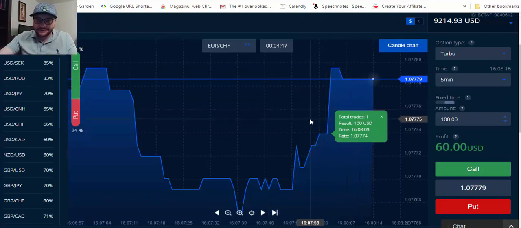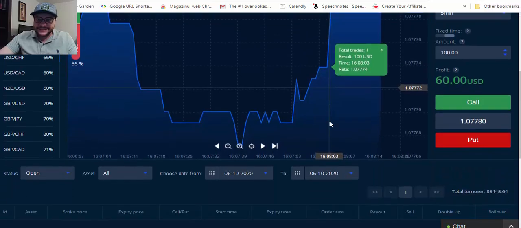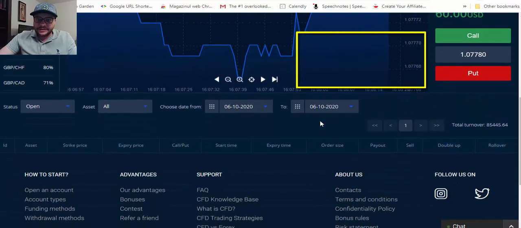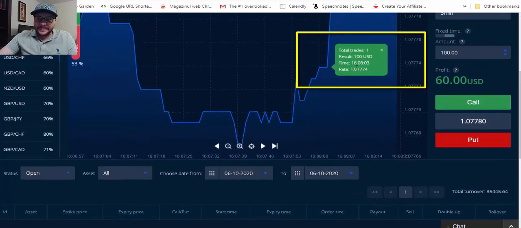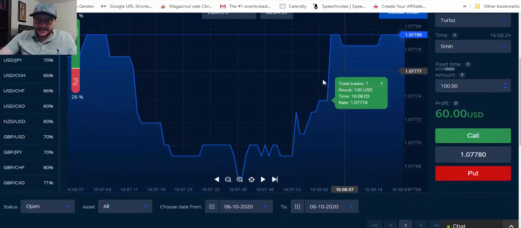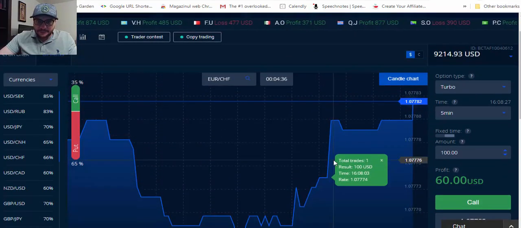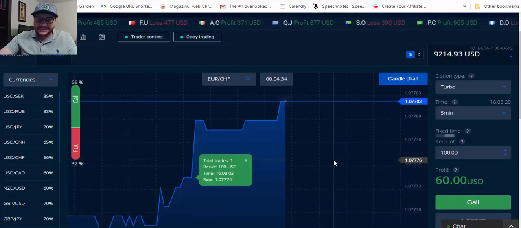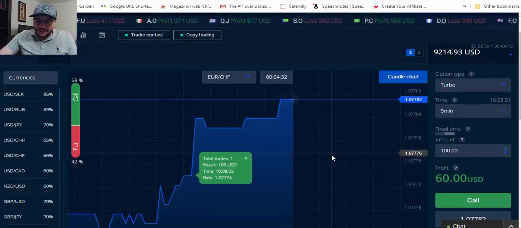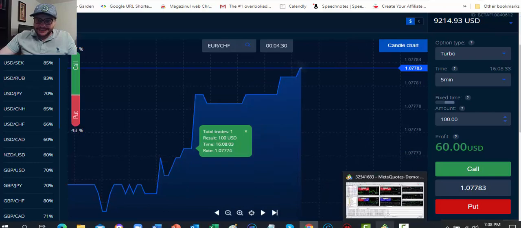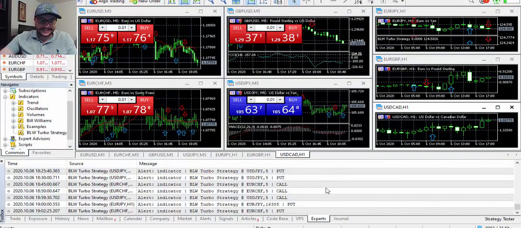Okay, so we have this trade. It's in the money, as you can see here. The trade is closed. The 5 minutes just closed, and as you can see, we are in the money with this trade. So let's wait to see if we can catch another signal from the BLW Turbo Strategy app.